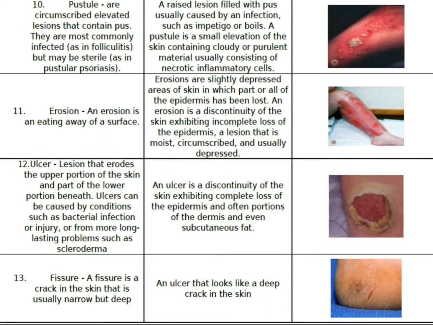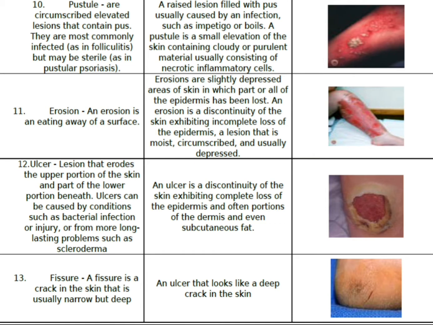10. Pustule. Pustules are circumscribed elevated lesions that contain pus. They are most commonly infected as in folliculitis, but they may be sterile as in pustular psoriasis. So it's a raised lesion filled with pus usually caused by an infection such as impetigo or boils. A pustule is a small elevation of the skin containing cloudy or purulent material usually consisting of necrotic inflammatory cells.